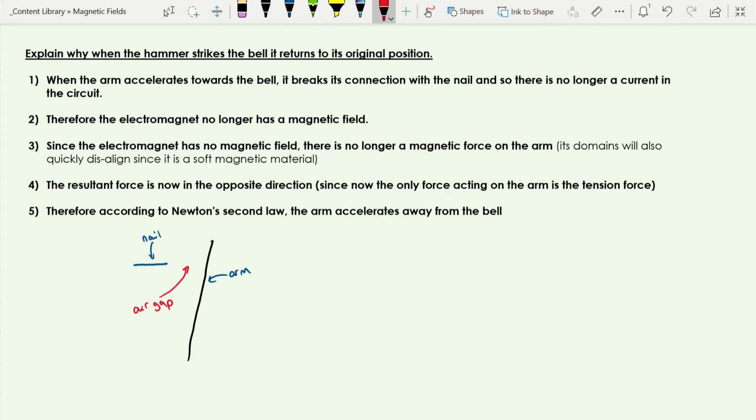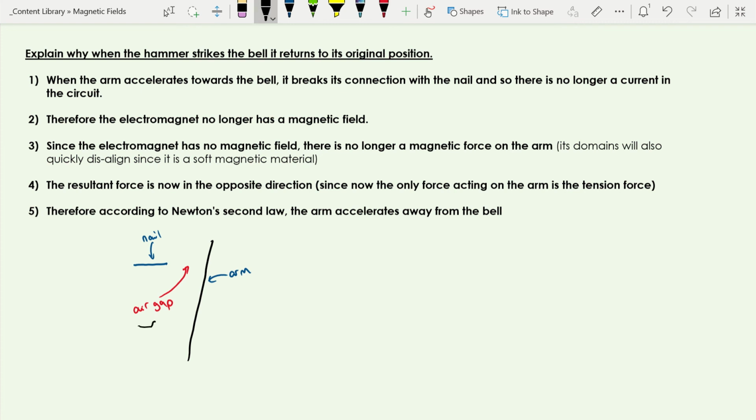If there's no current in the circuit, the electromagnet no longer has a magnetic field. Since the electromagnet has no magnetic field, there's no longer a magnetic force, or a Lorentz force if you like, on the arm. So now the resultant force is in the opposite direction. In my diagram, that means it's now to the left, because only the spring is still acting on it.